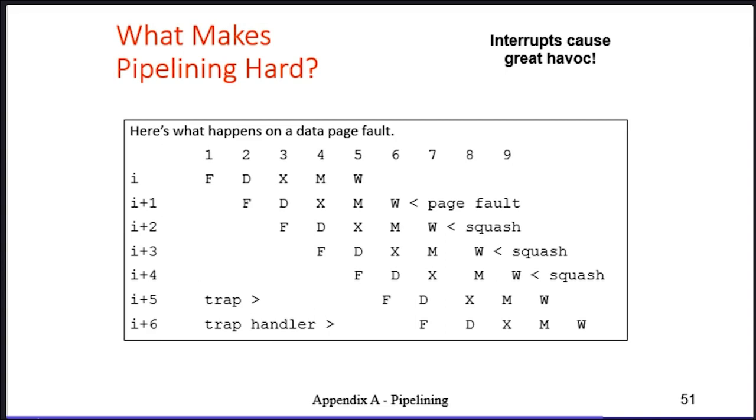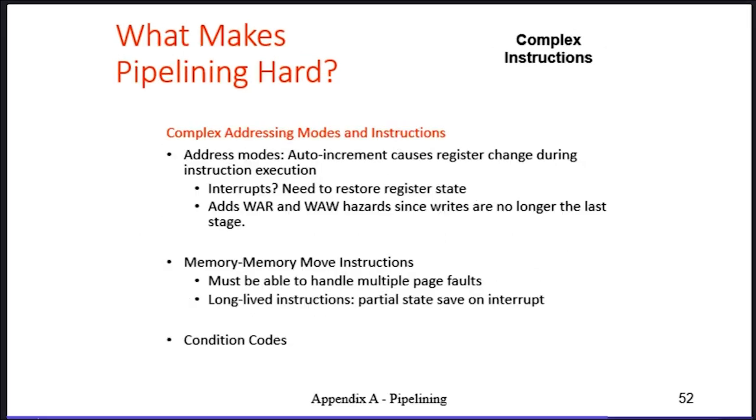Complex addressing modes and instructions. Address modes: auto increment causes register changes during instruction execution. Register state needs to be restored in case of interrupts. Add WAR and WAW hazards since writes are no longer the last stage. Memory move instructions: it must be able to handle multiple page faults.